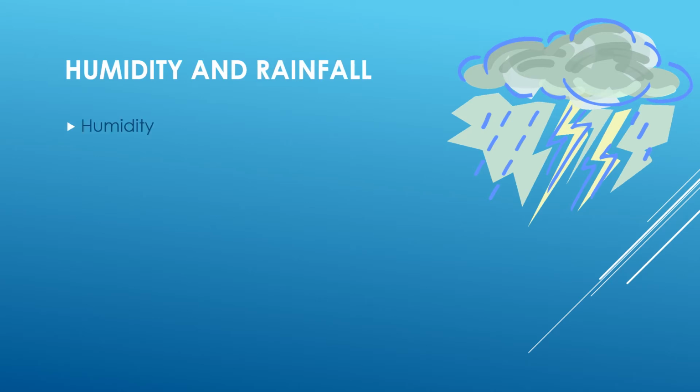The next factor is humidity and rainfall. Now, what is humidity? Humidity is the presence of moisture or water vapor in the air. So you can say the moisture or water vapor present in the air is known as humidity.